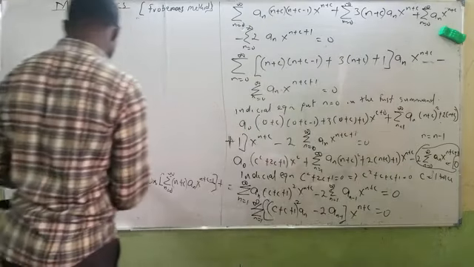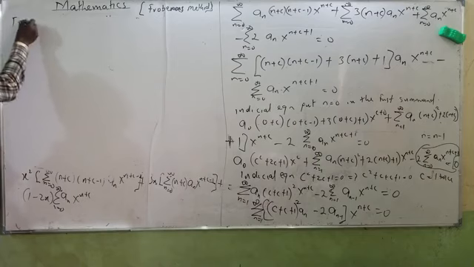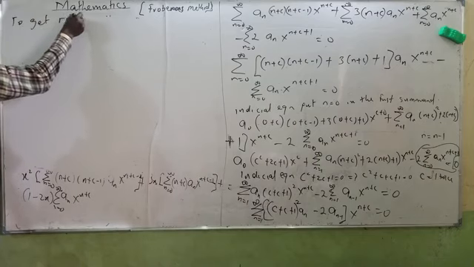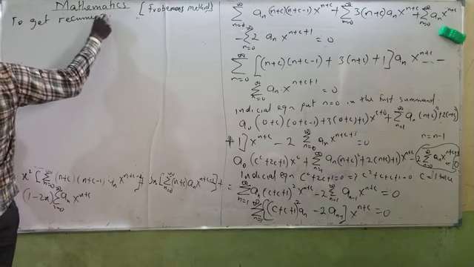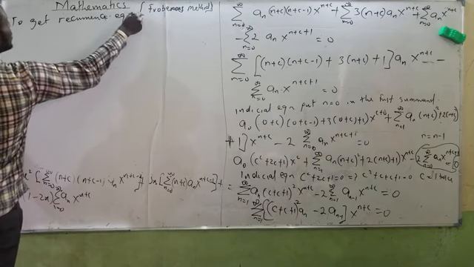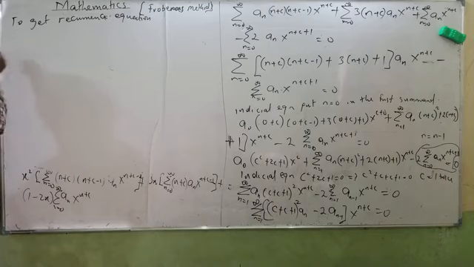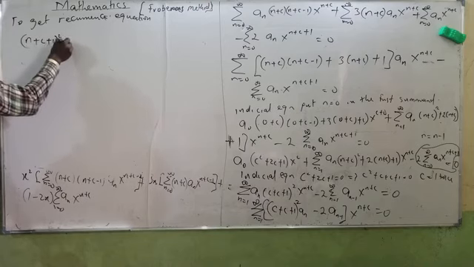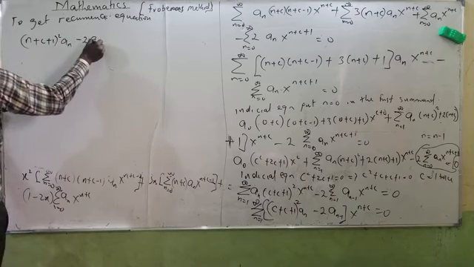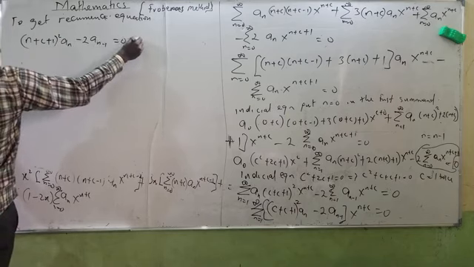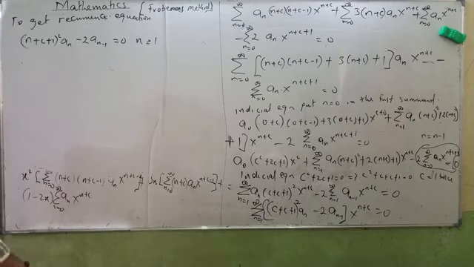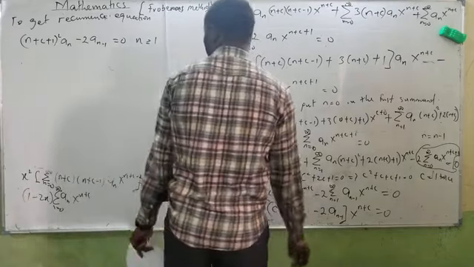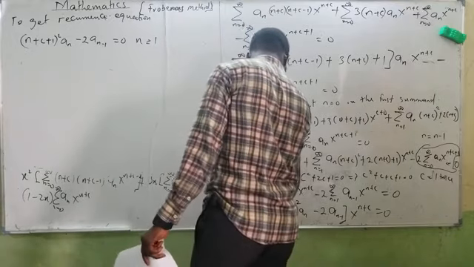Don't forget that c equals 1 twice. Now, I can generate my recurrence equation, which I'll be having n plus c plus 1 squared of a of n minus 2 a of n minus 1 equals 0. n will be greater than or equal to 1, because the counter starts from 1. I made a mistake, sorry.